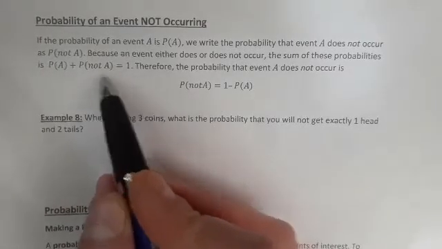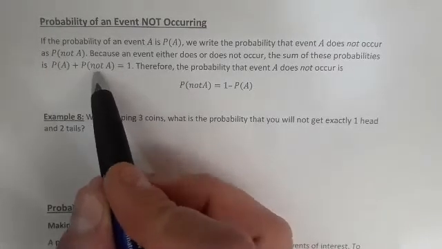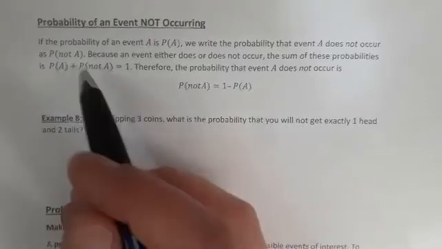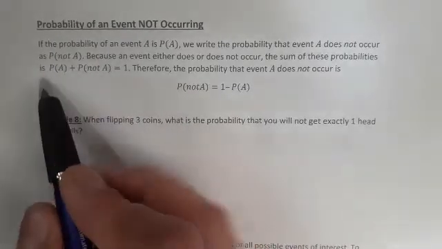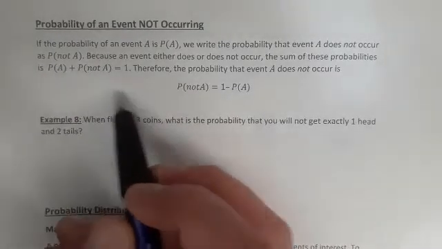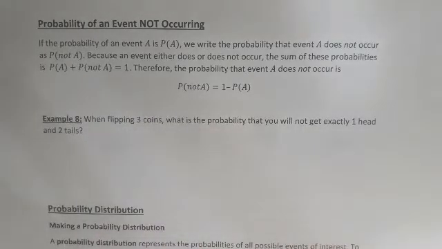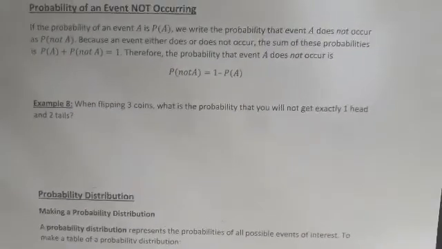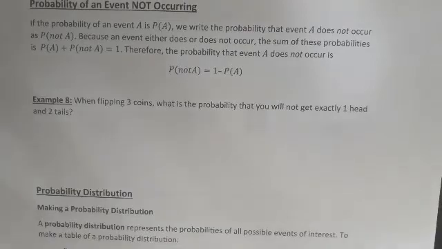If we want to get not A from this, and we want to solve for P of not A, the way we would do that is by subtracting P of A. So 1 minus P of A should give you P of not A. And so maybe an example. When flipping 3 coins, what is the probability that you will not get exactly 1 head and 2 tails?